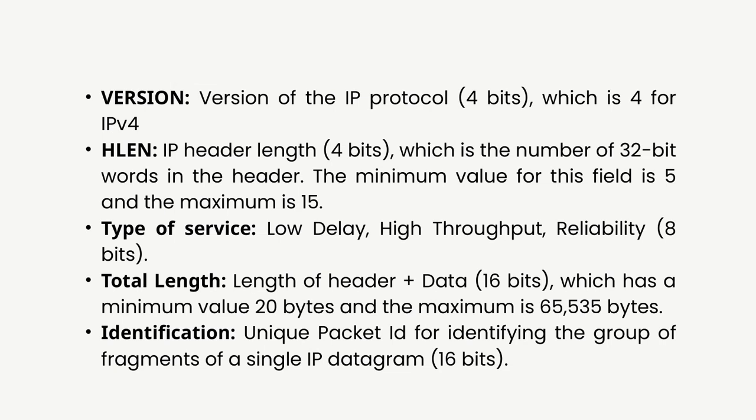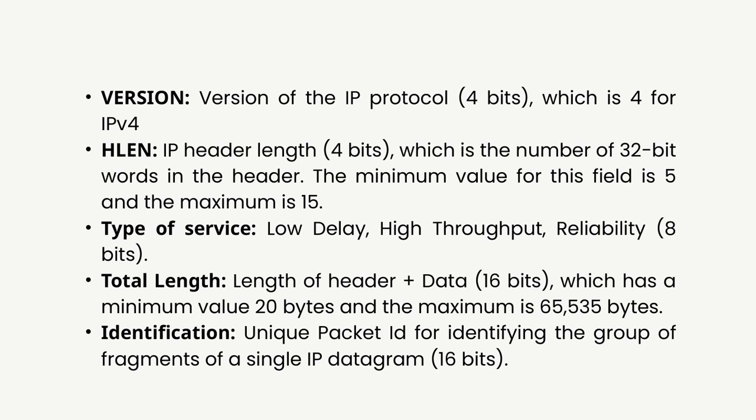Now let's take a closer look at some key fields in the IP header. First, we have the version field, which is 4 bits long. For IPv4, this value is always 4. It essentially tells us which version of the protocol we're dealing with. Next is the HLEN, or header length. This is also 4 bits and indicates how many 32-bit words make up the header. The minimum value here is 5, meaning 20 bytes, and the maximum is 15, or 60 bytes. This allows for optional fields if needed.